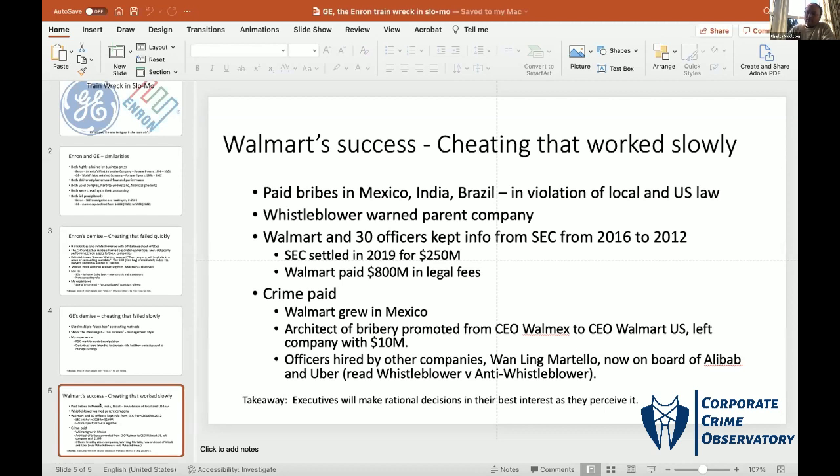So Walmart paid the bribes, then it hid the crime. 30 senior executives hid the crime. The handout which I sent to Costa was an article called Whistleblower versus Anti-Whistleblower, which has a tie-in to Nestle. Nestle's former CFO was Walmart's former CFO for the international division.